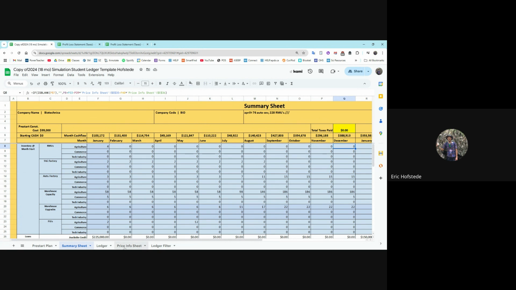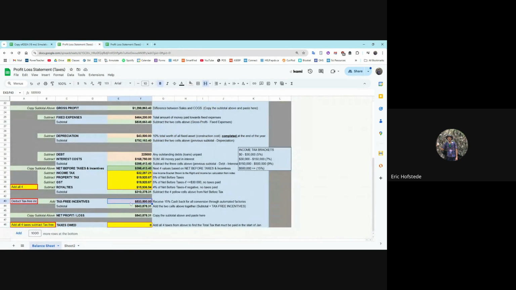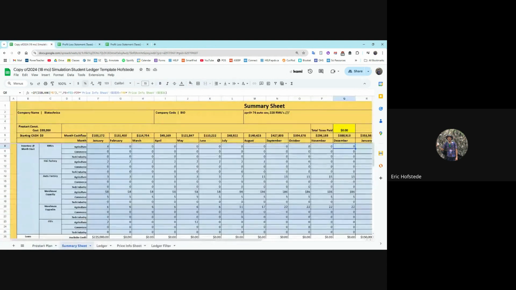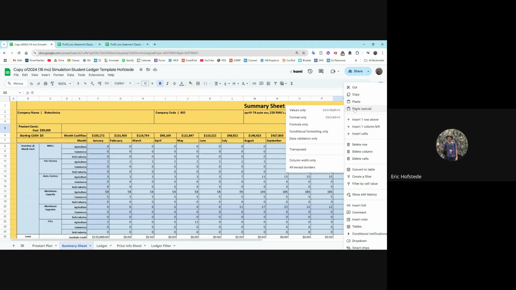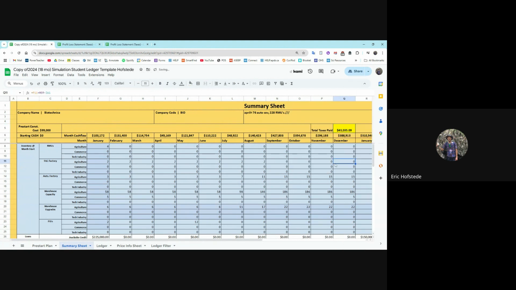All right, if I didn't use my auto factories efficiently, maybe this was a much lower number. Maybe I only had 45,000. Then this calculation would look quite different. It's going to be these 4 added together minus my tax incentives. I still owe 43,000. That's a number that I would put in here. So copy it, Control C, and paste the values only.